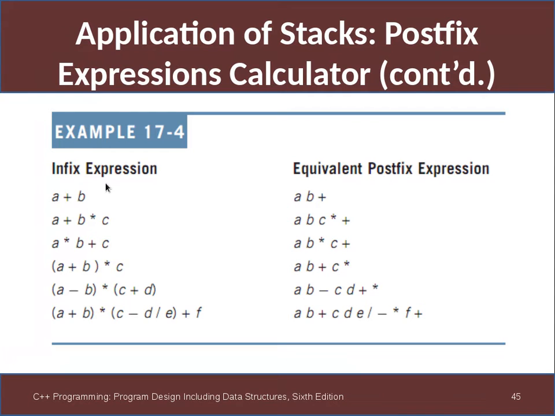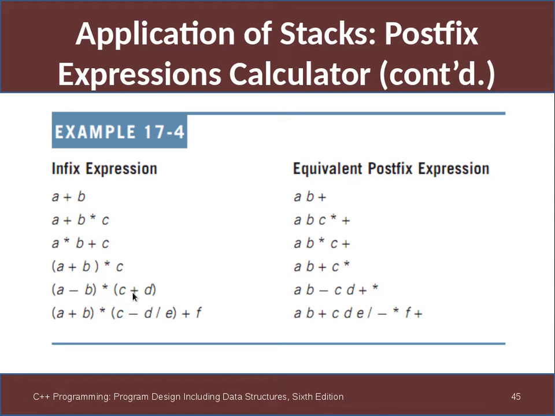So a plus b times c equals a b c star plus. Multiplication, because you're multiplying the b c, and then you're adding the result to a. Multiplied by b plus c, a b star, look, you can put the star there, and then c plus. And notice those parentheses, totally get rid of the parentheses, don't need them.